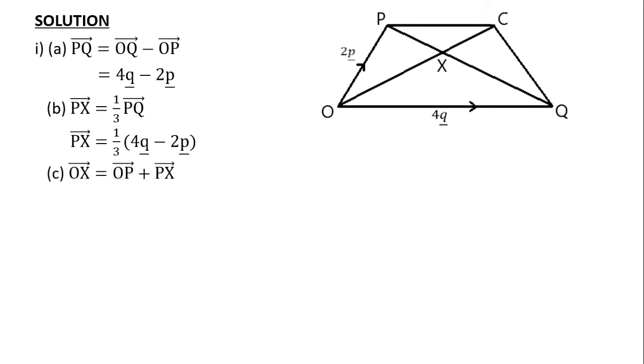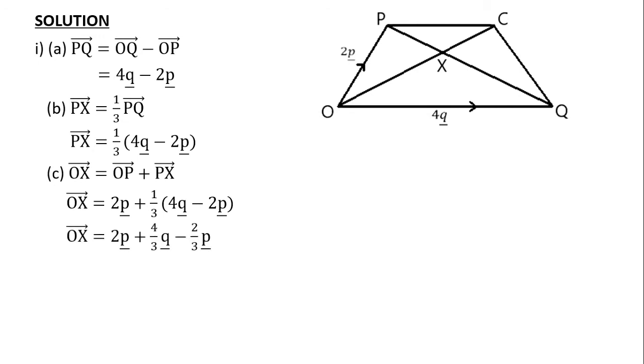Find vector OX. Vector OX is the movement from O to P and then the movement from P to X. So where there's OP, we'll replace it with 2P, and where there's PX, we'll replace it with 1 over 3, 4Q minus 2P. It's going to look like that. From there, we are going to expand. 1 over 3 times 4Q will give us 4 over 3Q. 1 over 3 times negative 2P will give us negative 2P over 3. So it's going to look like that.